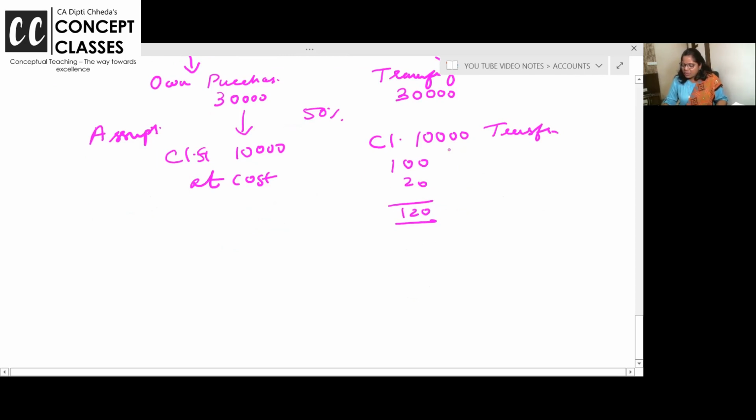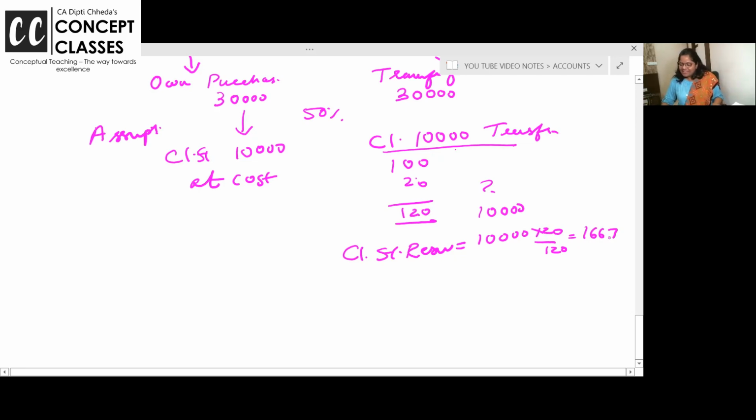Now this closing stock is at 10,000, at 120. So in 120, 20 is loading. In 10,000, how much is the closing stock reserve? 10,000 into 20 by 120. In 120 goods, 20 is loading, which I sent you. Now you are having 10,000 goods. In that, how much loading? 120 has 20, so in 10,000 how much? Cross multiply. 10,000 into 20 by 120.